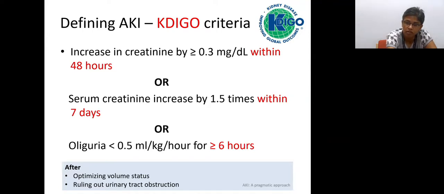This criteria should only be applied after volume status has been optimized and you have ruled out a urinary tract obstruction. So an ultrasound is important in any patient presenting with an acute kidney injury.